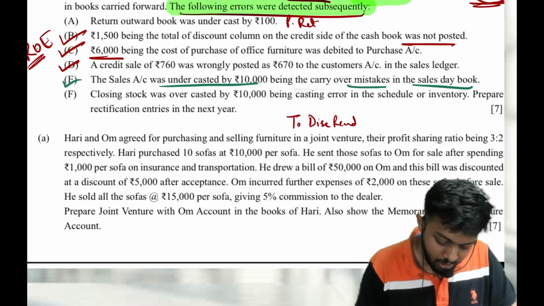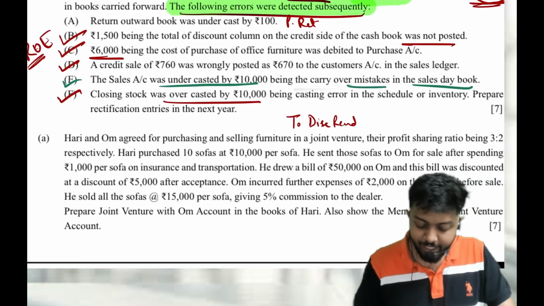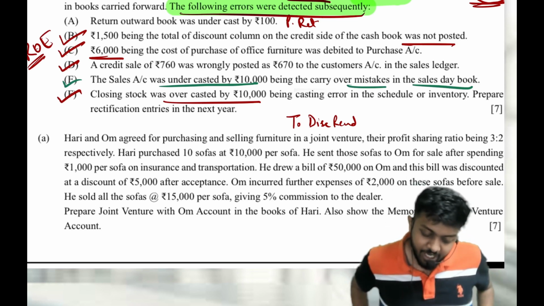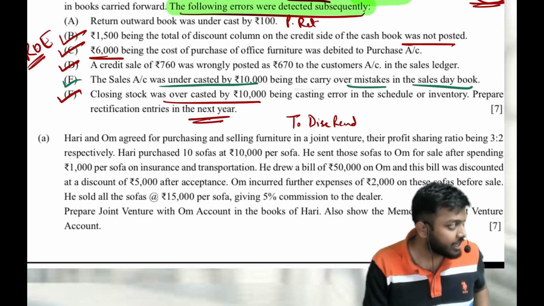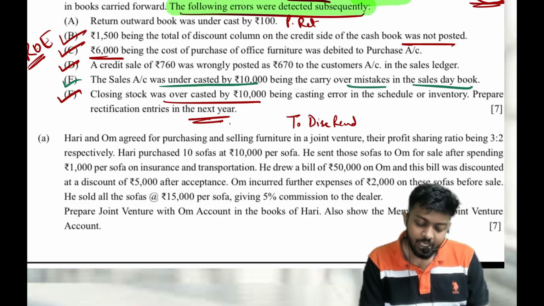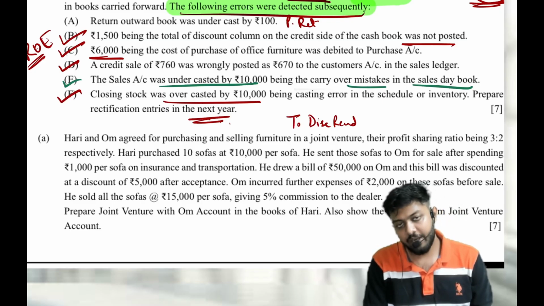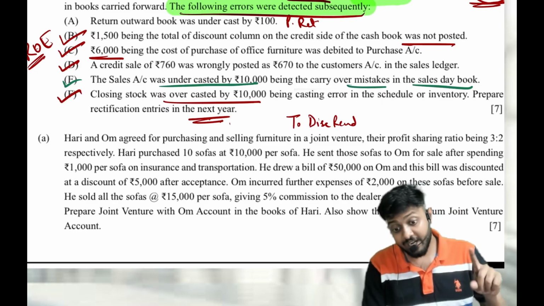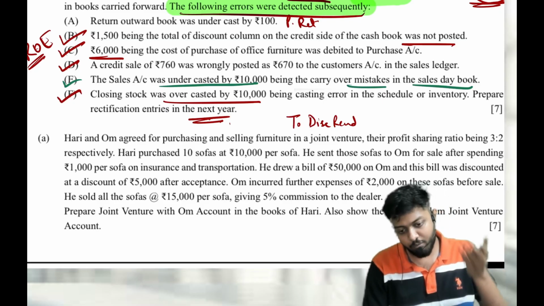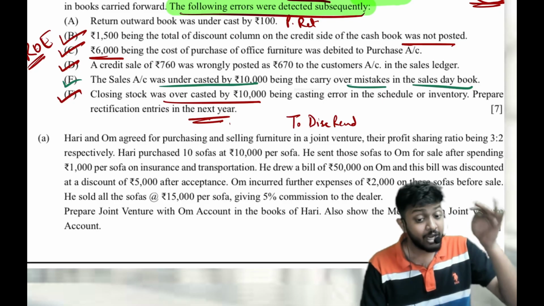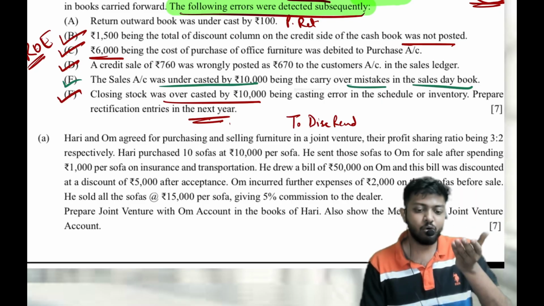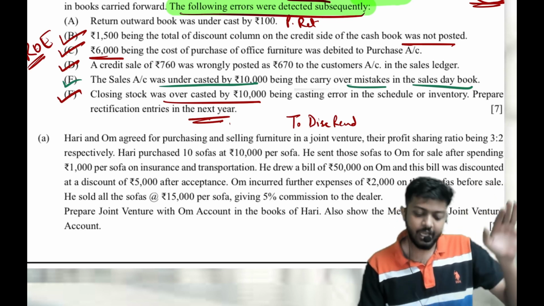Then, closing stock was overcasted by 10,000, being a casting error in the schedule of inventory. Prepare rectification entries in the next year. This is also another hint. Your closing stock was overcast last year. We know that closing stock and profit are directly related. If closing stock is more, profit will be more. So right now I have to reduce my stock and also reduce my profit.